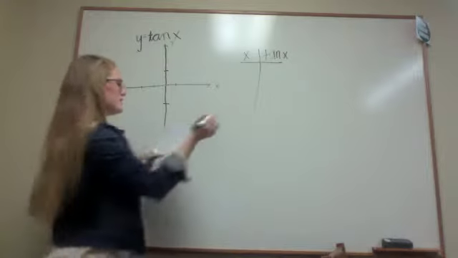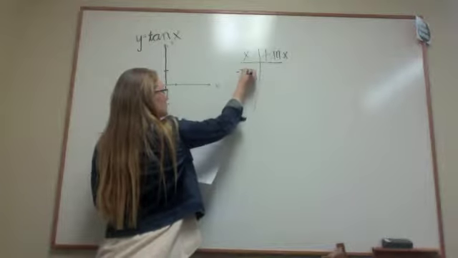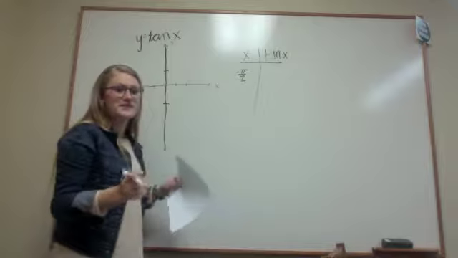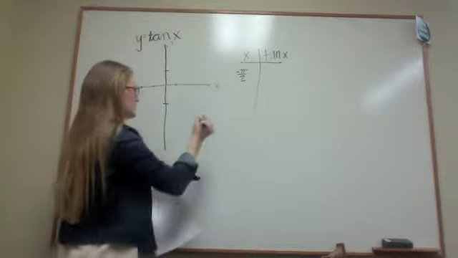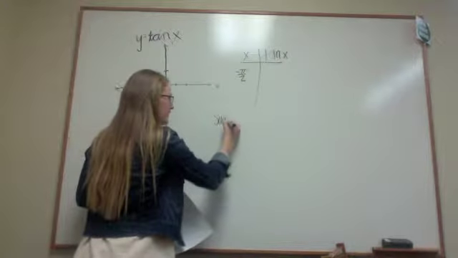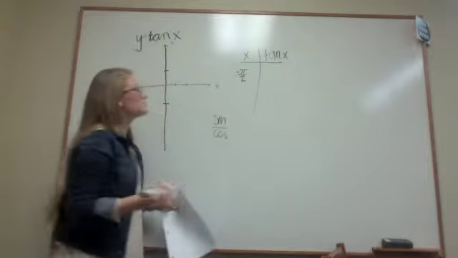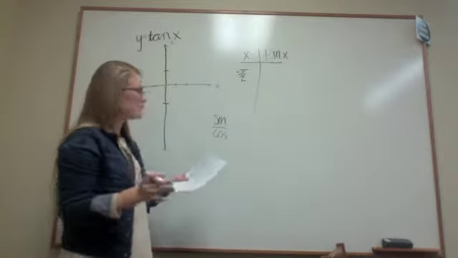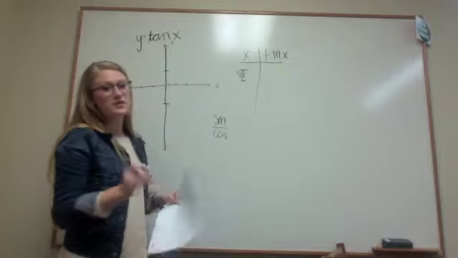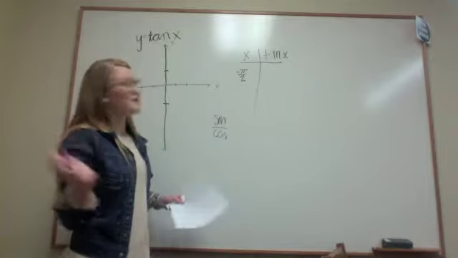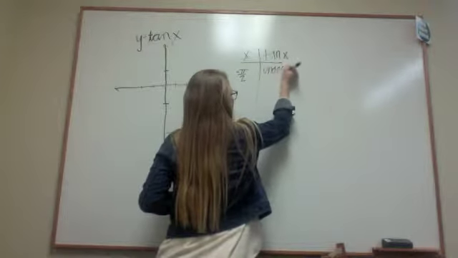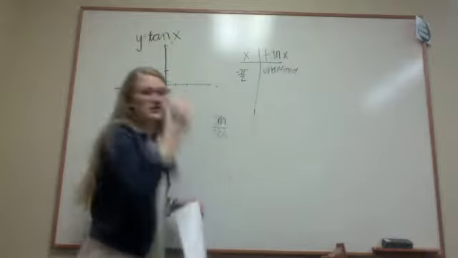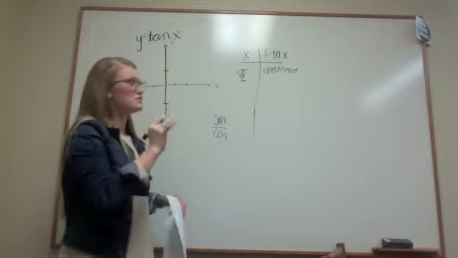First, we're going to plot negative pi over 2. And to find tangent, we all know it is sine over cosine. So on the unit circle, pi over 2 would be 1 over 0. So that is undefined. And you're going to continue doing that for multiple points.